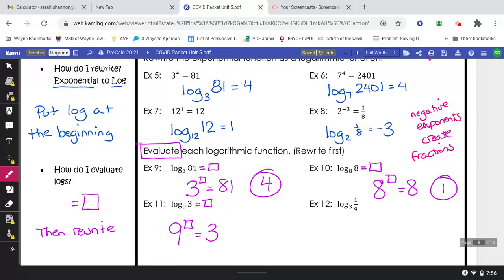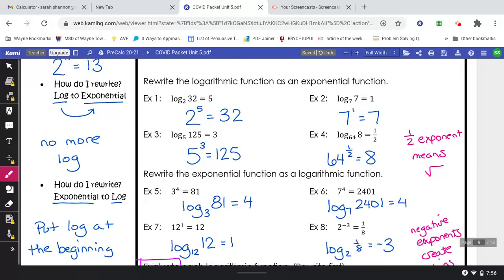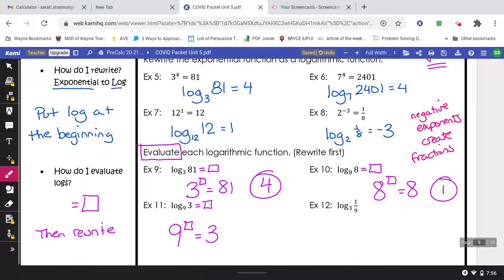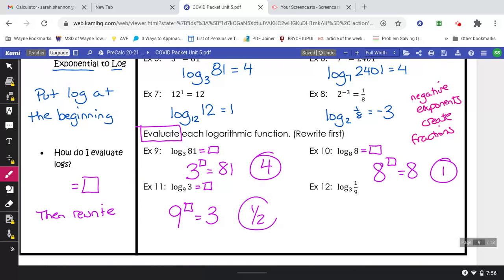So this actually goes back up to example number 4. We need to go from 9 to 3. We'll need to take the square root. So I'm going to use the 1/2 exponent. And you could double check that on your calculator as well. If you did 9 to the 0.5, you would get 3.